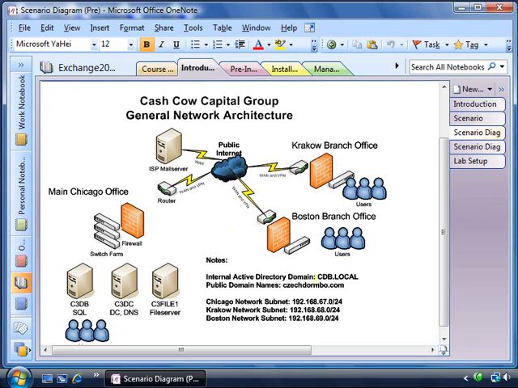Their internal Active Directory currently is a Windows 2000 domain with cdb.local as their domain name. They're going to completely leave that domain behind and move into a new domain name, as we'll see in a minute. And their current public domain name is czechdormbo.com.